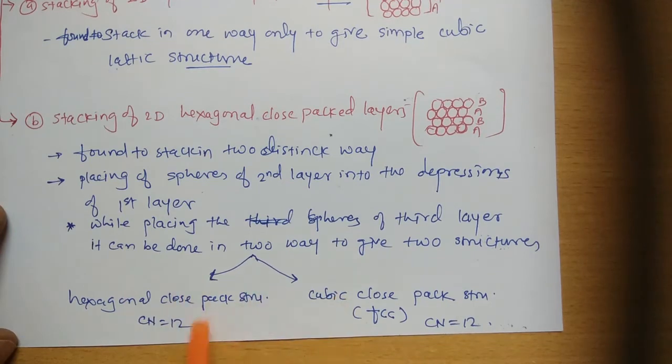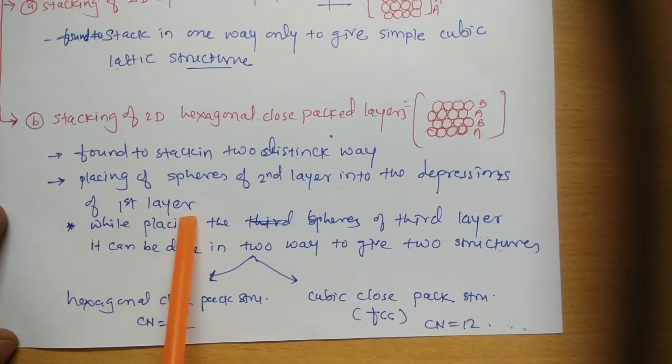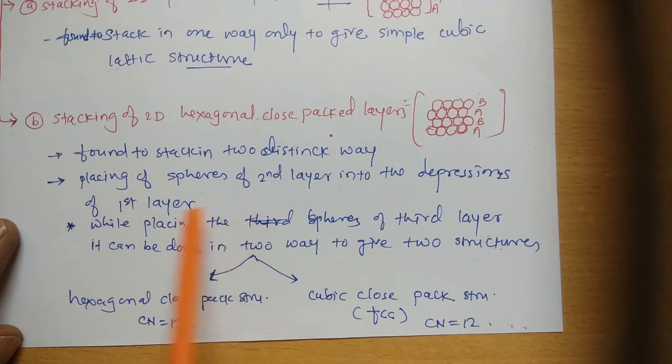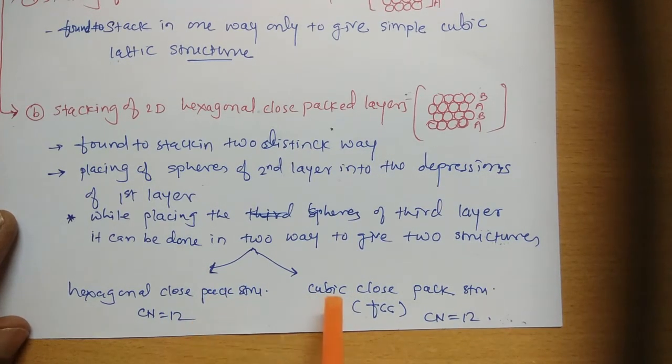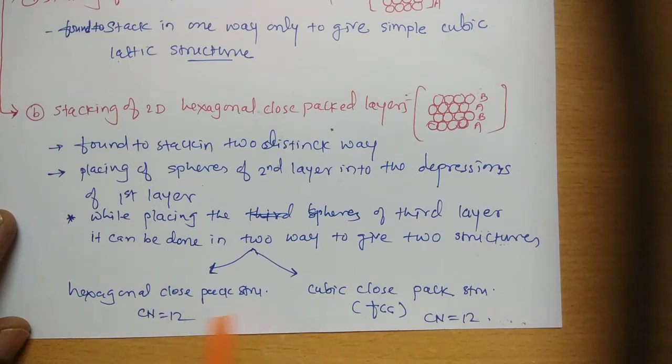Here, in both of the cases, the first thing is common, that is placing the spheres of the second layer into the depressions of the first layer. That means placing the second layer over the first layer. This is common in both of the types, but these types are categorized while placing the spheres of the third layer. It can be done in two ways to give two structures, that is, the hexagonal close pack structure and the cubic close pack structure.